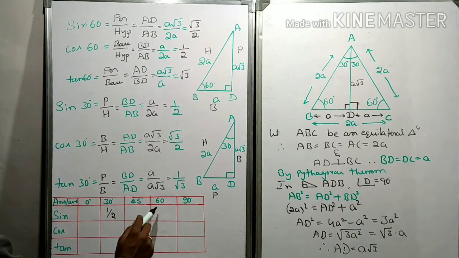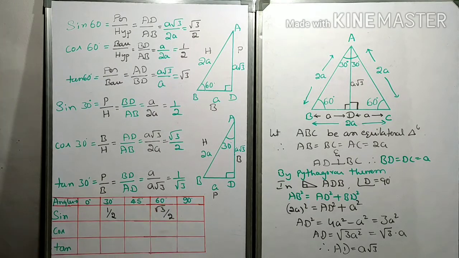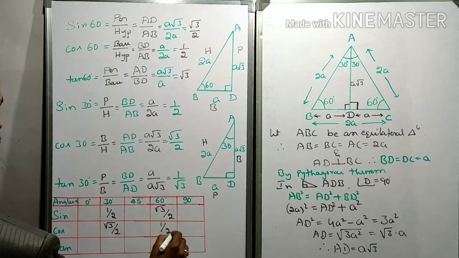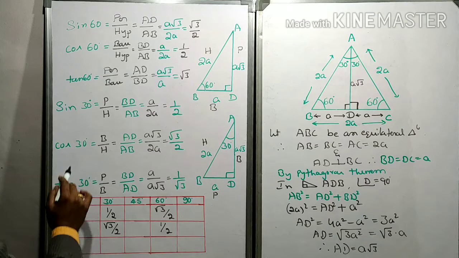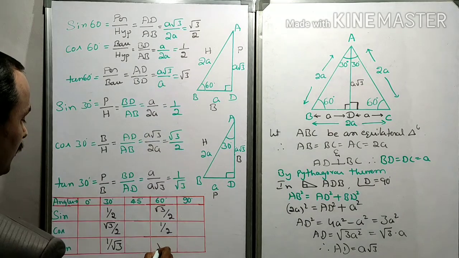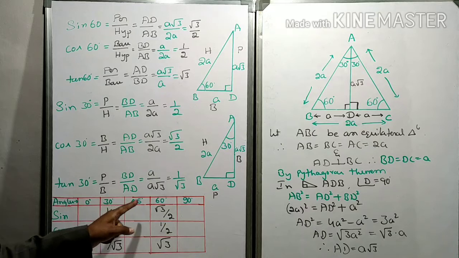Next, sine 60 degree. Where is sine 60 degree here? Root 3 upon 2. Next, cos 30 degree. Where is cos 30 degree here? Root 3 upon 2. Cos 60 degree, where is cos 60 degree? Here we find it. Cos 60 degree is 1 upon 2. Then similarly tan 30 degree is 1 upon root 3, 1 upon root 3, dear children. Next, tan 60 degree we found is root 3 only. Okay, understood? We found the standard values of 30 degree and 60 degree.